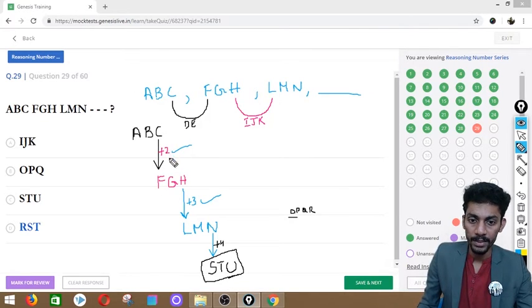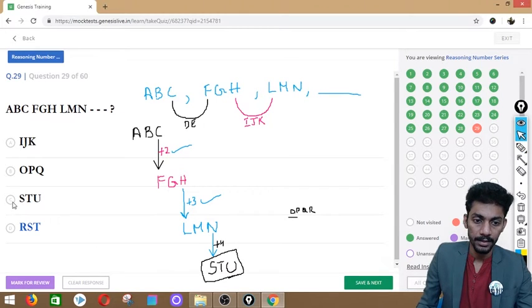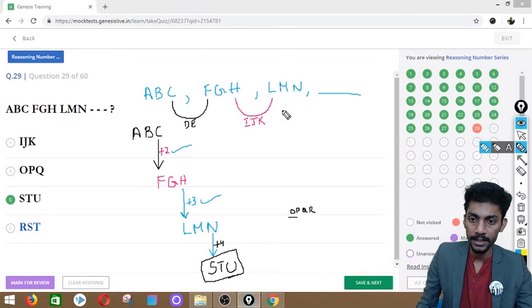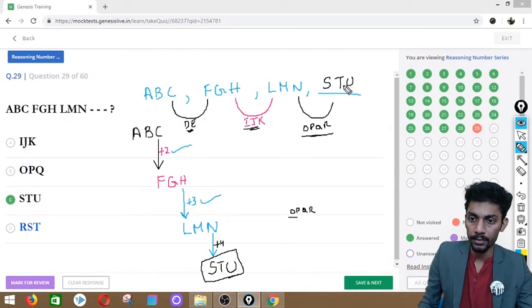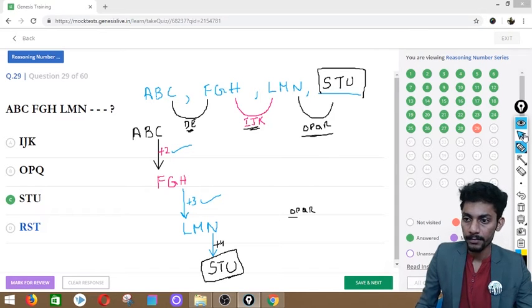A, B, C continues. Plus 2 becomes F. Then it is plus 3, L. Then it is plus 4. After that it is S. So the answer is S, T and U. The answer is option C, S, T and U. Don't get confused. After C, D and E are missing. I'll write it here again. After H, I, J, K are missing. After N, O, P, Q, R are missing. 2 letters missing, 3 letters missing, 4 letters missing. After all, it is S, T and U. Clear? That is the answer for question number 29.